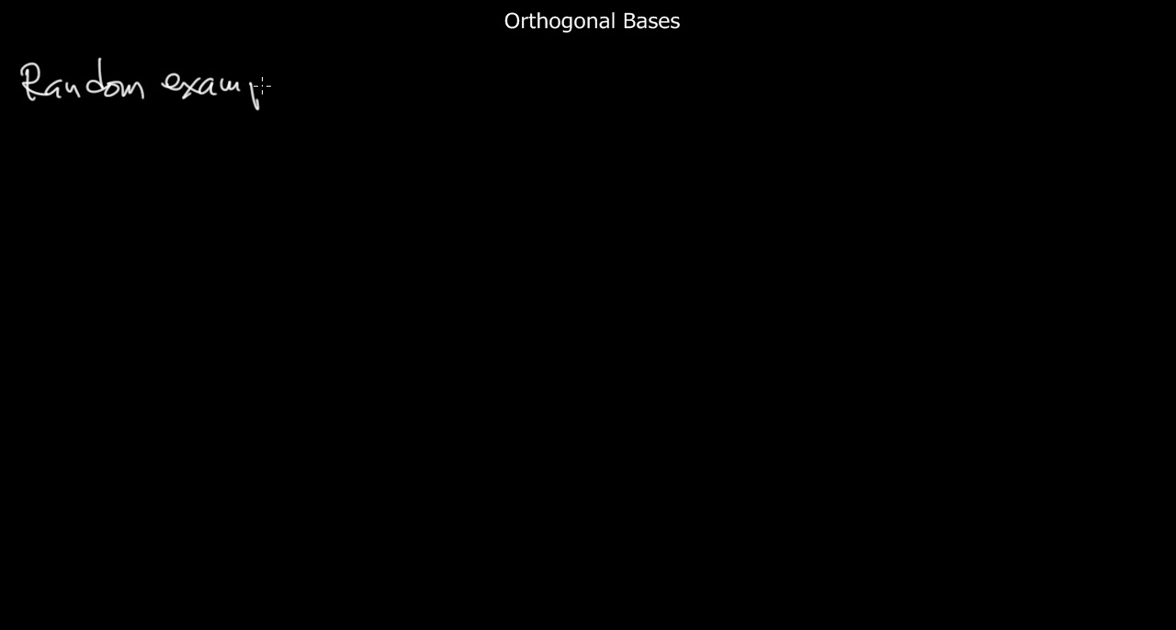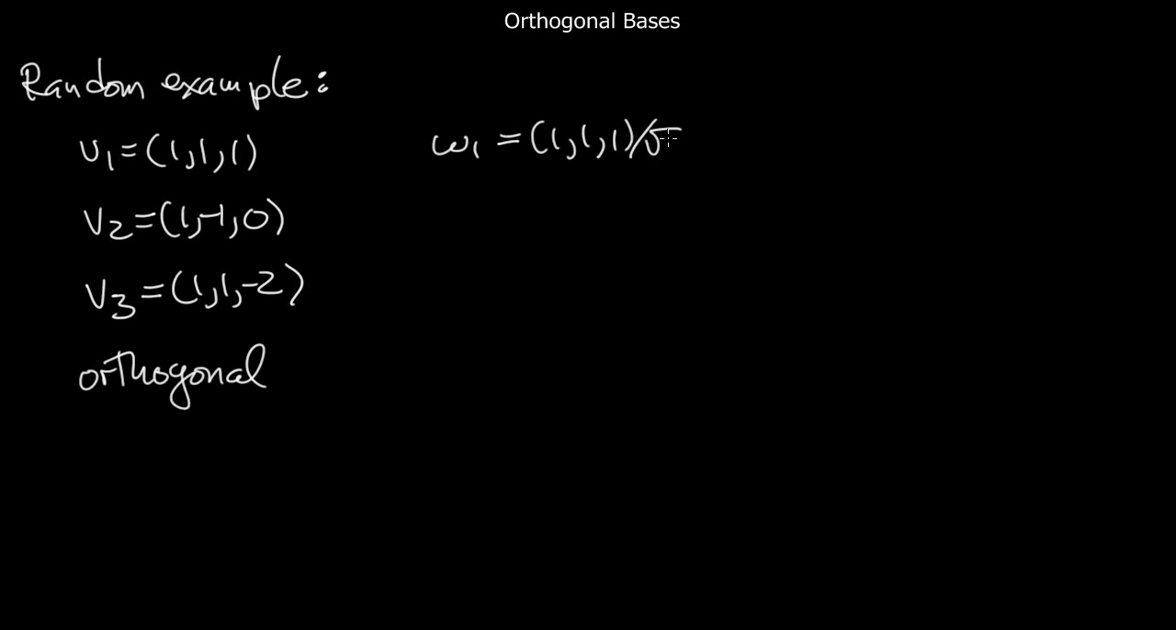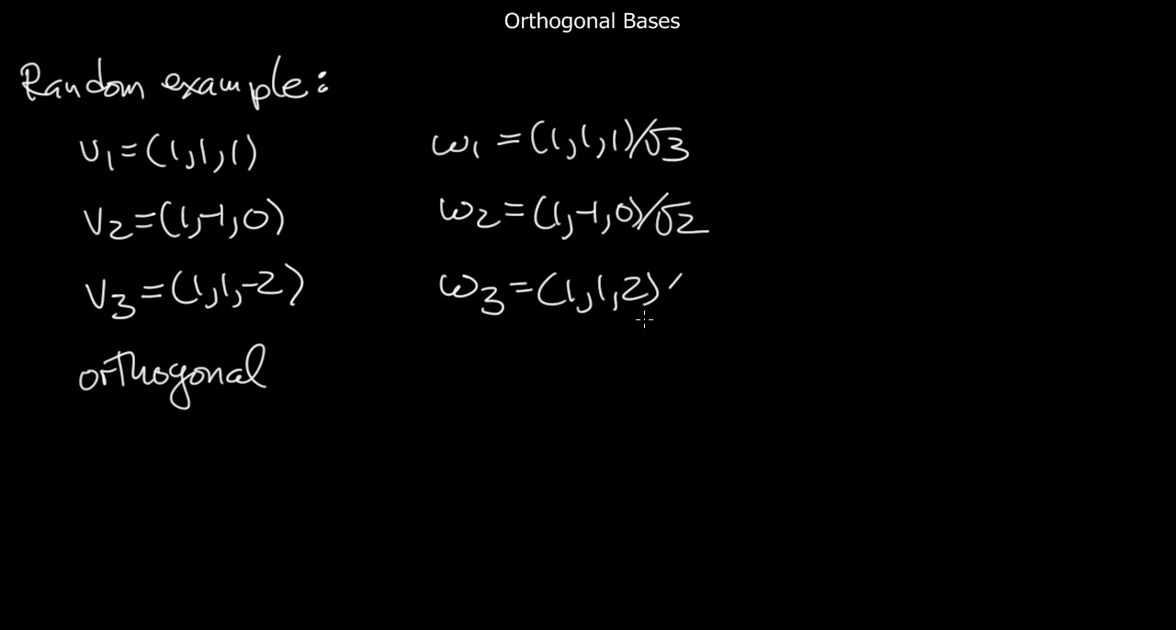Okay, let's just write down sort of a random example of an orthonormal basis just to get an idea. So let's start with an orthogonal basis. Let's say 1, 1, 1, and 1, minus 1, 0. Those vectors are orthogonal to each other. And the third one is 1, 1, minus 2. You can check easily that all three of these vectors are pairwise orthogonal. And this is an orthogonal basis. And the associated normalization is you just divide each of these vectors by its length. And the lengths are square root of 3 and square root of 2 and square root of 6 respectively. And so this, the W's, is an orthonormal basis.